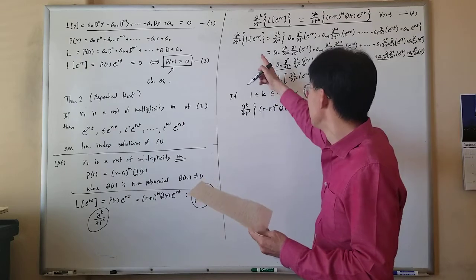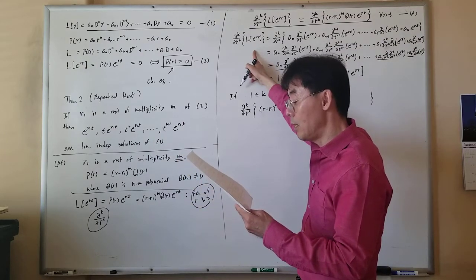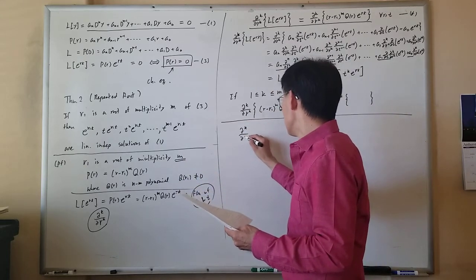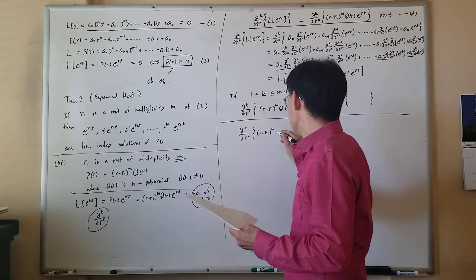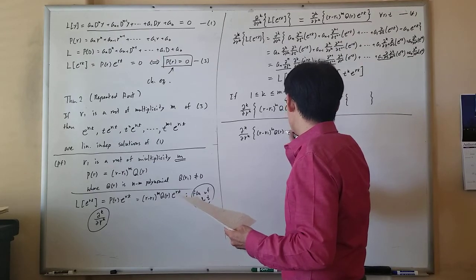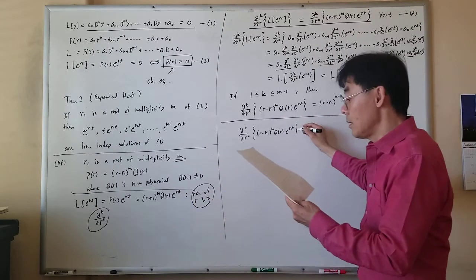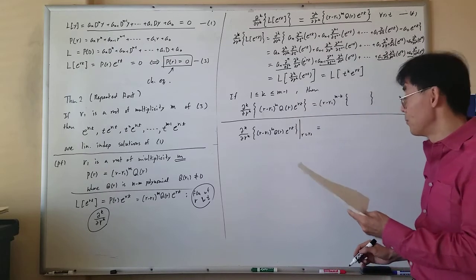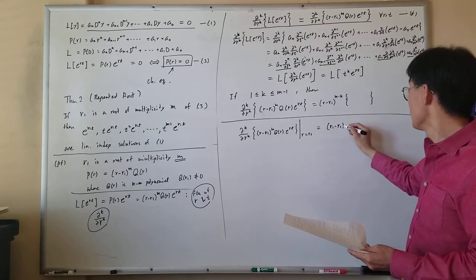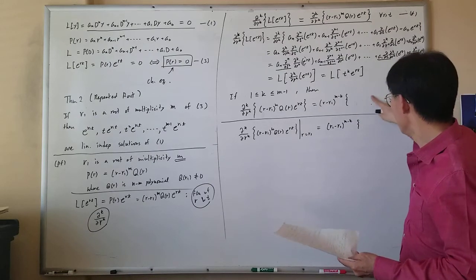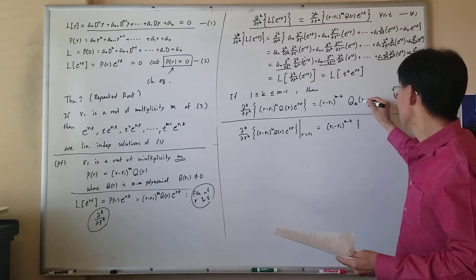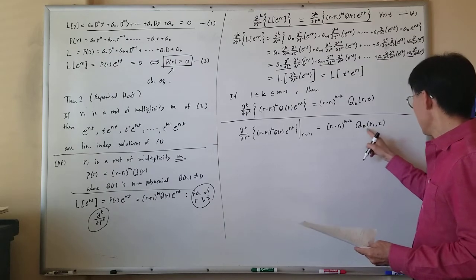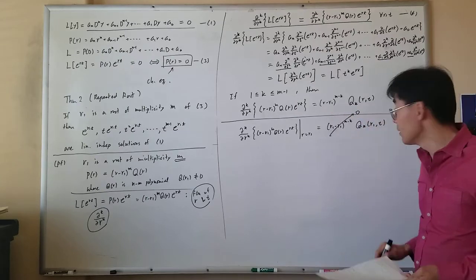Now, plug in r equals r1 in that expression, the right hand side. Then what do you get? (r1 minus r1) to the m minus k. Now, whatever that is, I'm going to call it qk of r and t, some expression about r1 and t. I don't care what that is. This one is zero, right? R1 is.